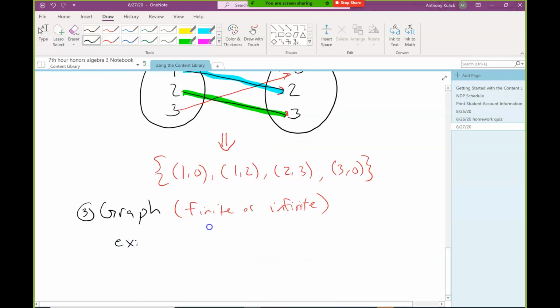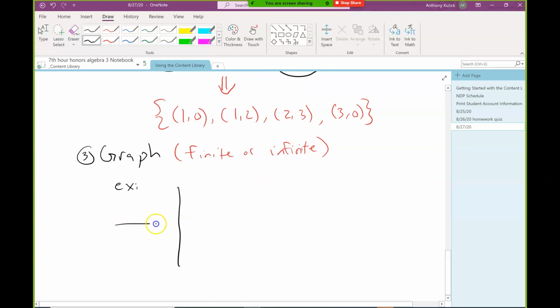So if I'm graphing a finite relation, I'm just going to have some points. Now I want to be clear here. If you have a finite relation, your graph is going to be just points.